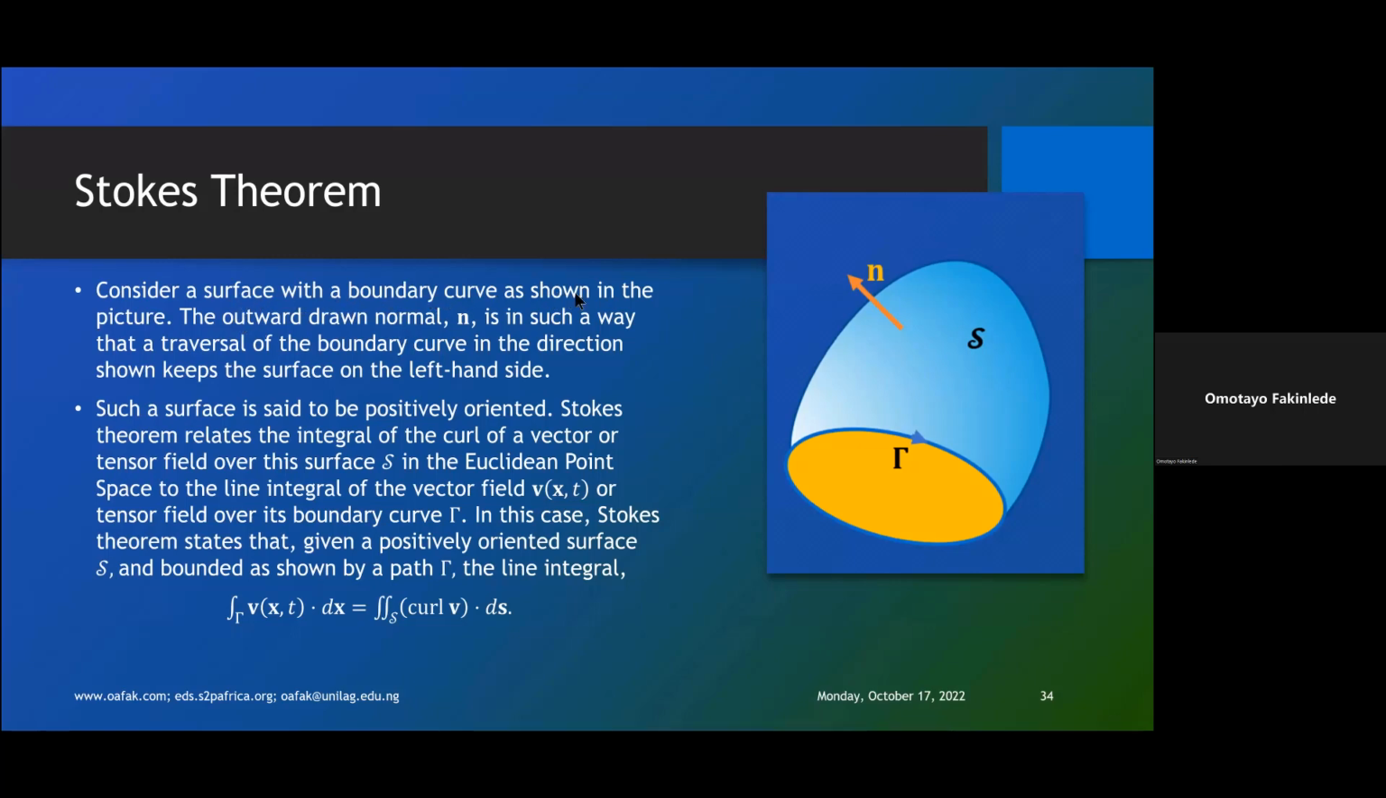Consider a surface with a boundary curve as shown in the picture. What I'm going to do next is to tell you what is positive and what is negative. The outwardly drawn normal is such that a traversal of the boundary curve in the direction shown keeps the surface on the left-hand side. So let us say you are here and you are walking along this boundary. As you go around, you will see that the surface is always on your left. Such a surface is said to be positively oriented.